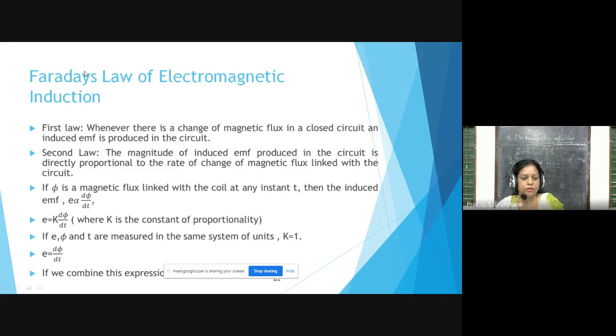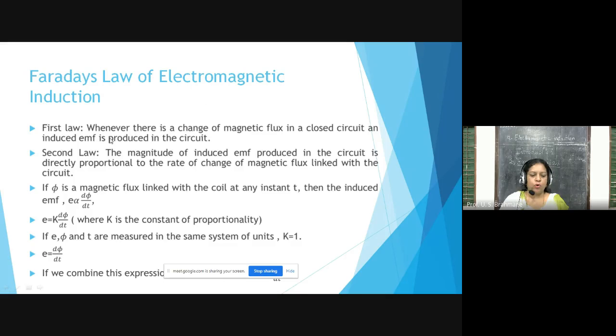Now, third, that is Faraday's law of electromagnetic induction. The second point which we are going to discuss. First is the introduction and the experiment. One is the magnet and coil experiment, and second is the coil experiment. And then we have Faraday's law of electromagnetic induction.